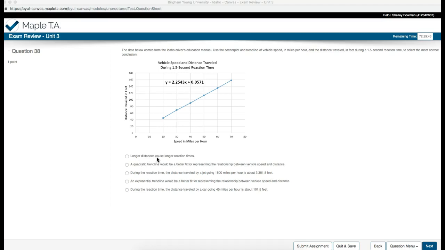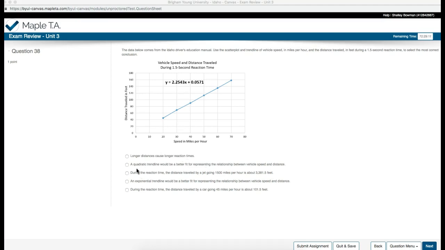Longer distances cause longer reaction times. Here we have distance. The longer distance does have, oh, nope, this is the speed, and yeah, the longer distance doesn't cause a longer reaction time. That isn't even here, and we can't even say cause, even if it's 100% correlation. So we have two reasons why this doesn't work: it says the word cause, and it has the longer reaction time, so that doesn't work either.